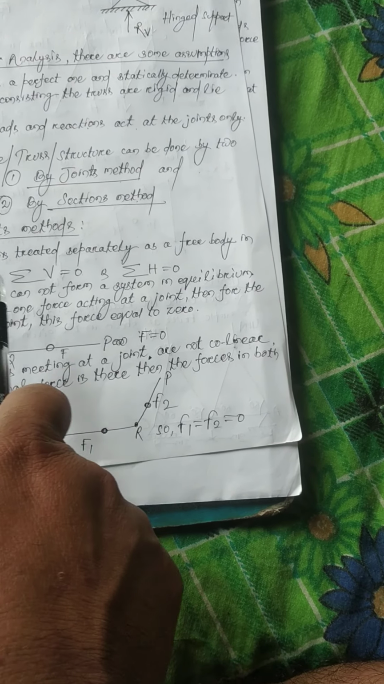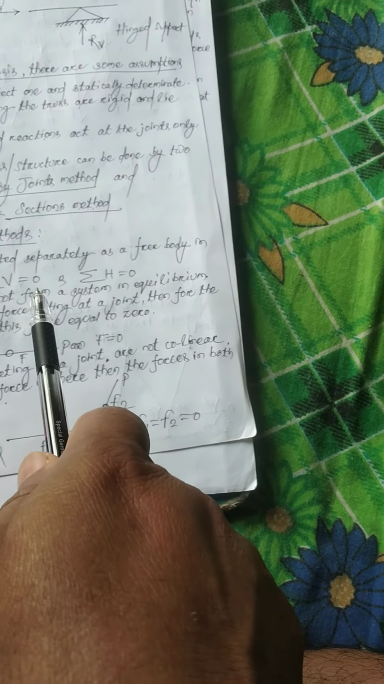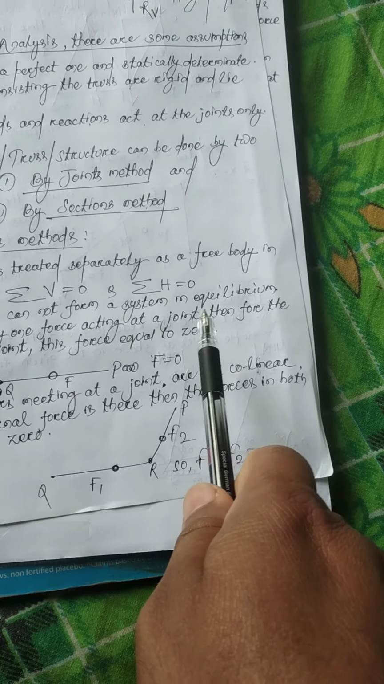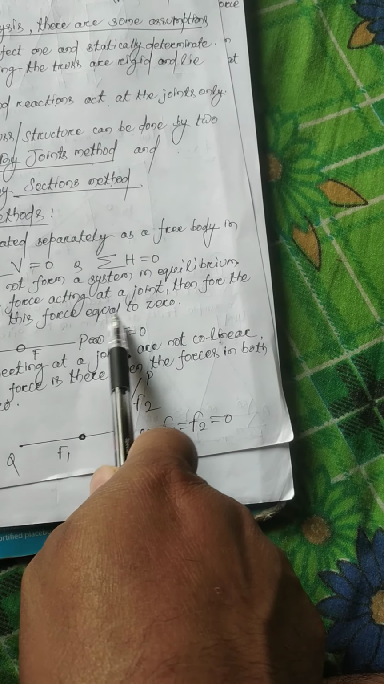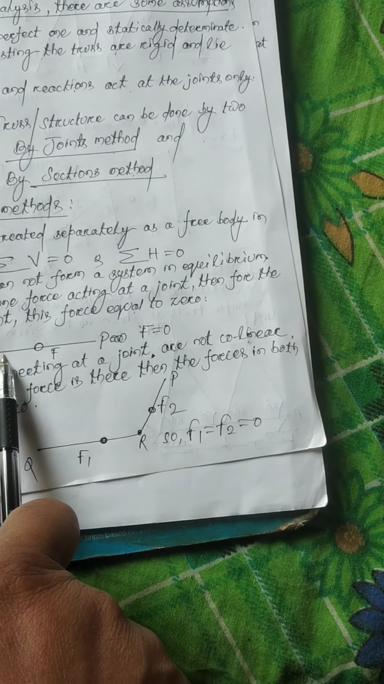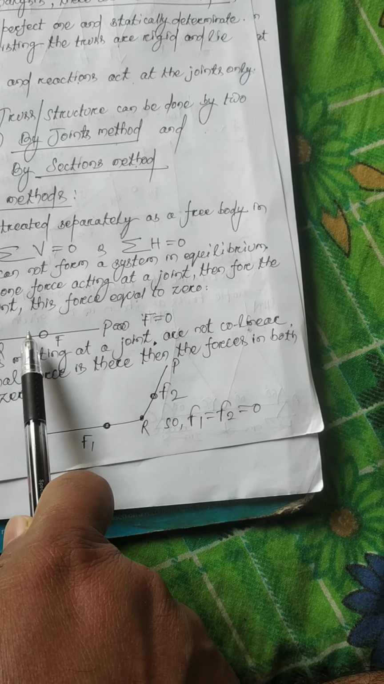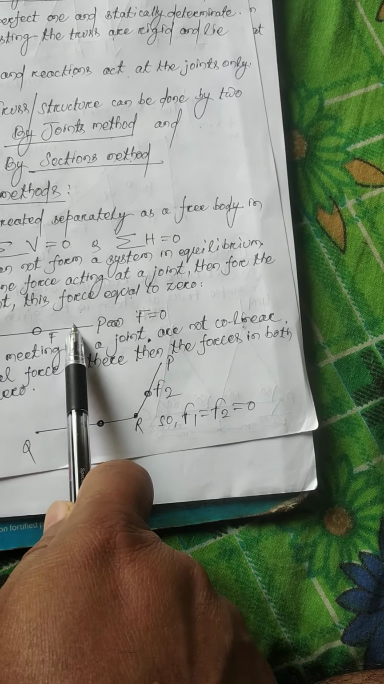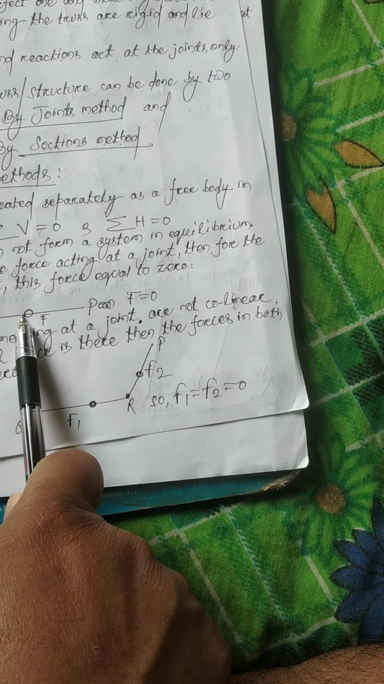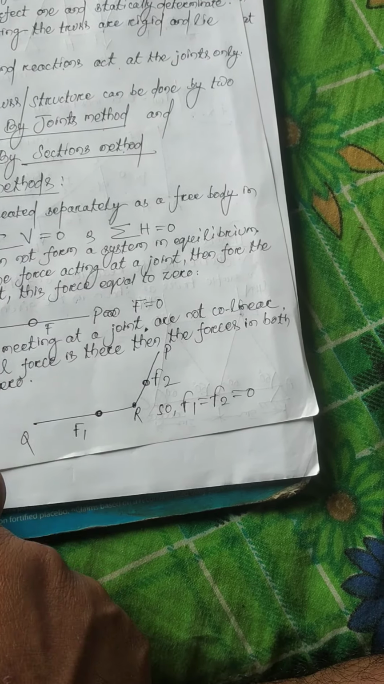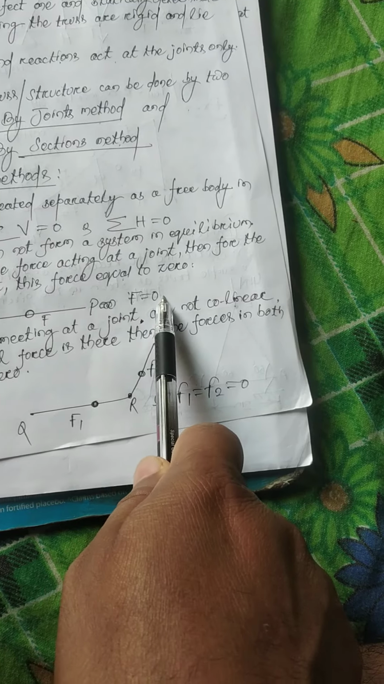Then the second consideration is that a single force cannot form a system in equilibrium. Hence, if there is only one force acting at a joint, then for the equilibrium of the joint, that force will be 0. Now see, this is an example. If this is a single member and there is only one single force on it, then by applying the equilibrium condition, that force will be 0, or F is equal to 0.